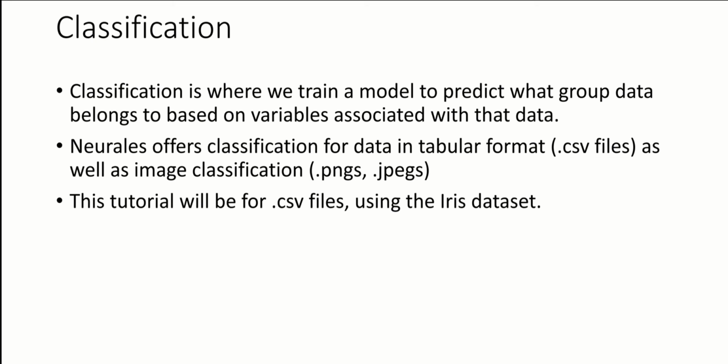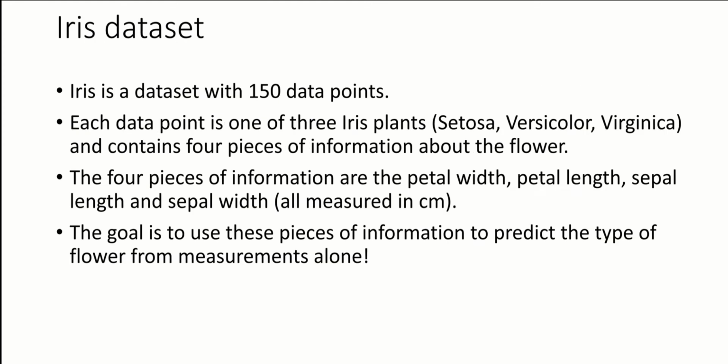Neuralist right now in the beta offers classification for data in tabular format, which is expected to be CSV files, which can be easily converted from Excel files just by saving as a CSV, as well as image classification, which can be done with PNGs and JPEGs. This tutorial will focus more on the iris dataset, which is a CSV file.